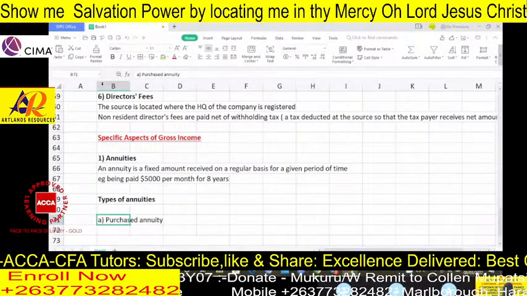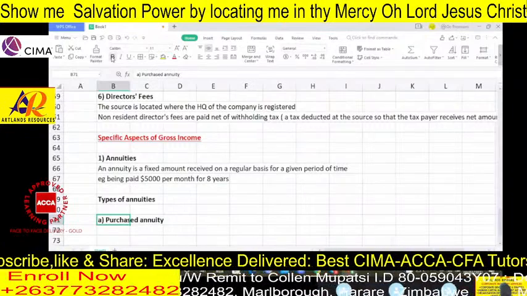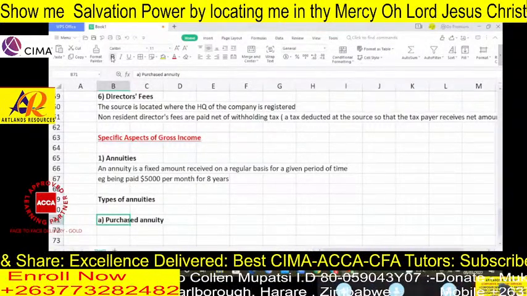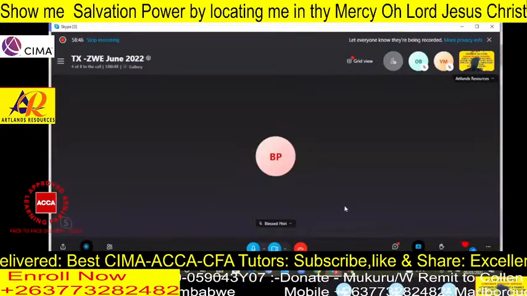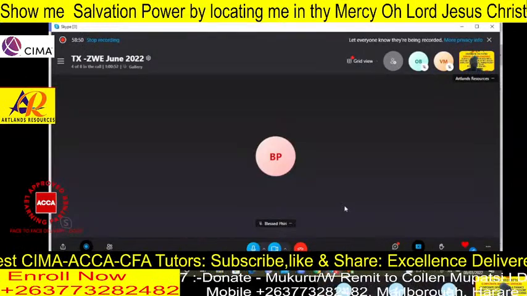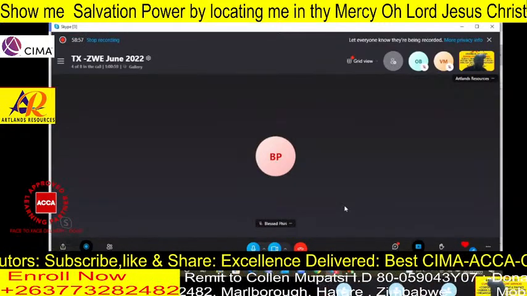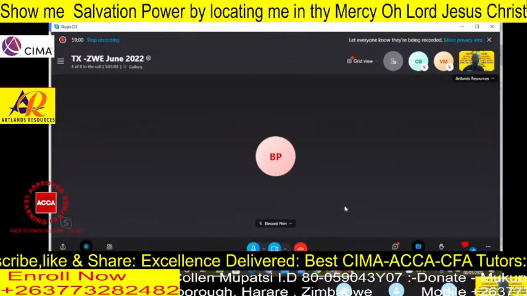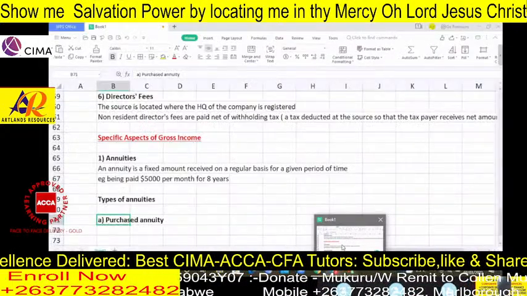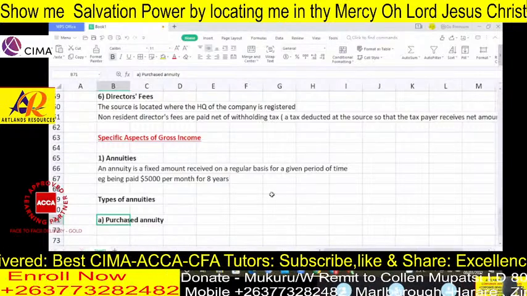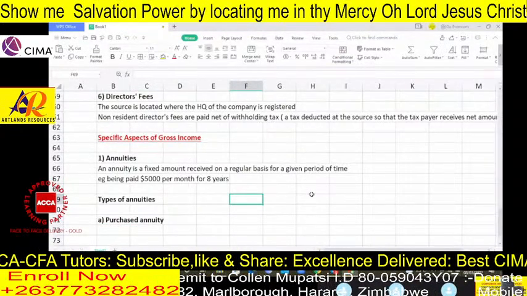Now, you have understood the definition of an annuity: a fixed amount paid on a regular basis for a given period of time. So how do you get to have an annuity, meaning to be in a situation where you're being paid a fixed amount for a given period of time? There are various ways. Insurance companies or even benefit companies like First Mutual and Old Mutual have what we refer to as benefit funds.